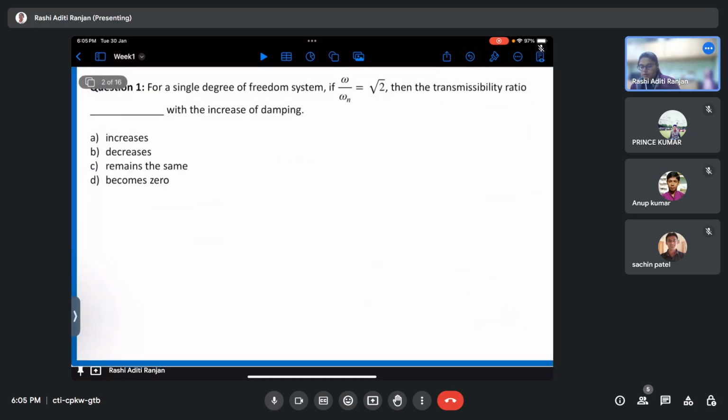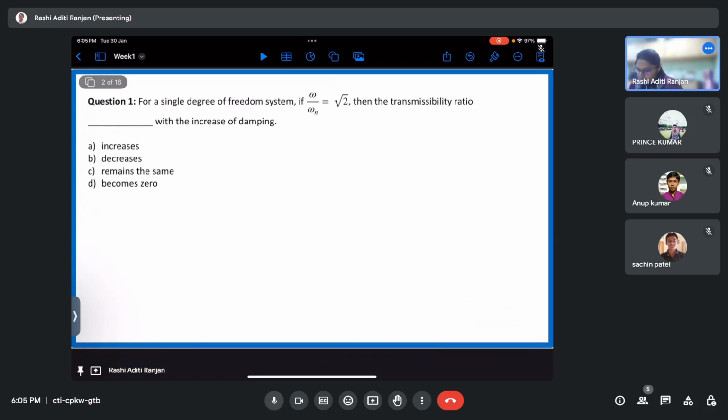So coming on to the first question. As the question says, for a single degree of freedom system, if omega by omega n is equal to under root 2, then the transmissibility ratio dash with the increase of damping. First of all, this question is of a linear system for a single degree of freedom system. And the transmissibility ratio essentially comes for the system when its base is not fixed and instead it vibrates or actually gives some displacement with time, because of which the motion of the mass is affected.